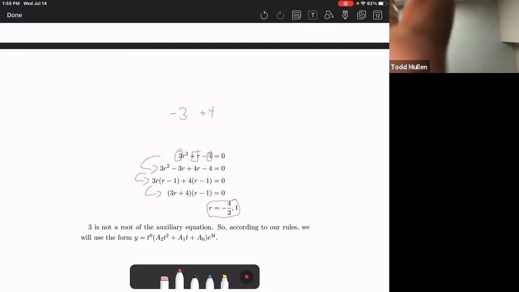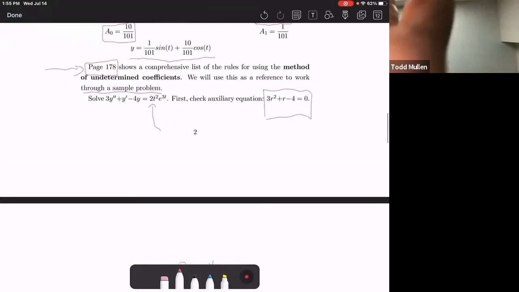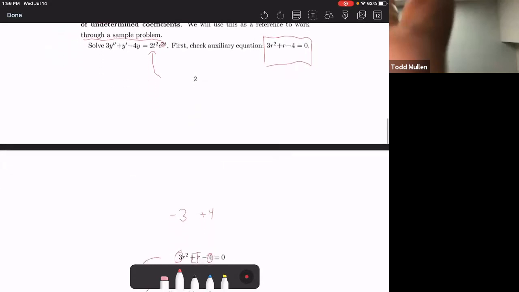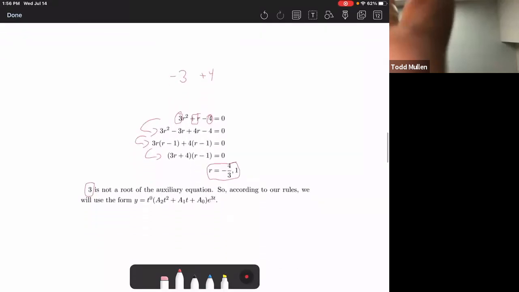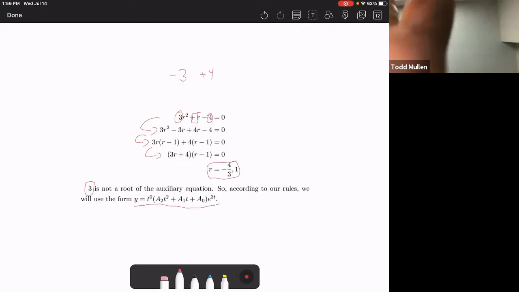And also, we were checking to determine whether 3 is a root of the auxiliary equation. Again, going back to page 178, it asks that you look for whether this r value is a root of your auxiliary equation. 3 is not a root of the auxiliary equation. So according to our rules on page 178, we're going to follow this form. y is equal to t to the 0 times a2t squared plus a1t plus a naught times e to the 3t.